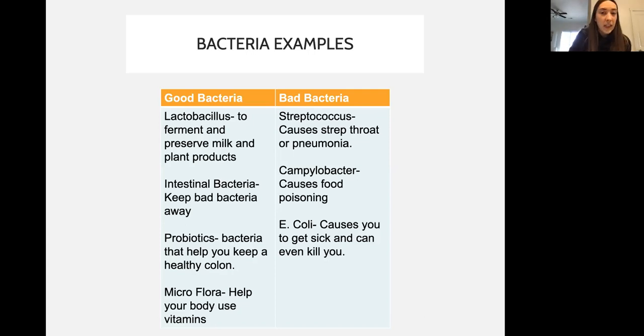Here are some examples of good and bad bacteria. We talked about intestinal bacteria, just barely. That's the second one on the left. Lactobacillus is another kind of good bacteria that helps ferment milk. We're going to see that in cottage cheese, sour cream, butter, and other fermented milk products. Bad bacteria include Streptococcus, Campylobacter, and E. coli, which can cause a lot of different diseases in our body.